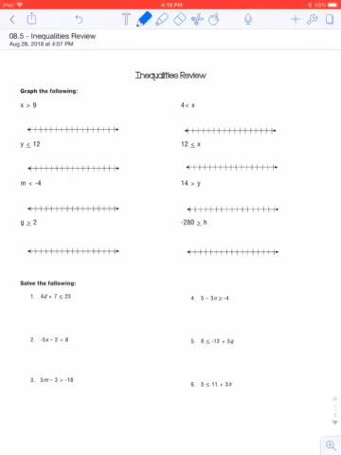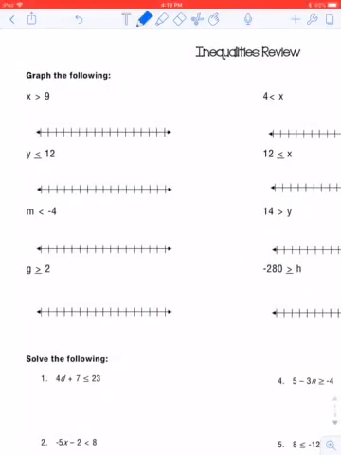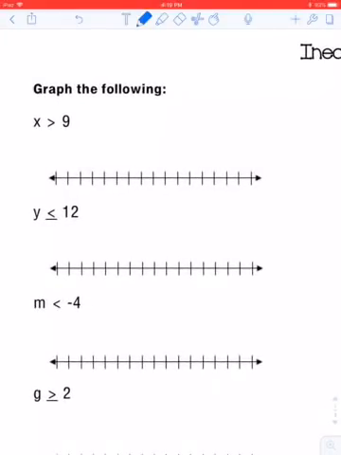Okay, so we're going to take the time to review some 6th and 7th grade concepts regarding inequalities before we dive into the difficult stuff that comes in Algebra 1. So we're going to start with graphing, and really the easiest way to graph an inequality is to truly understand what it means. So when we read this first problem, x is greater than 9, what that means is that the value of x that we don't know could be any number bigger than 9.